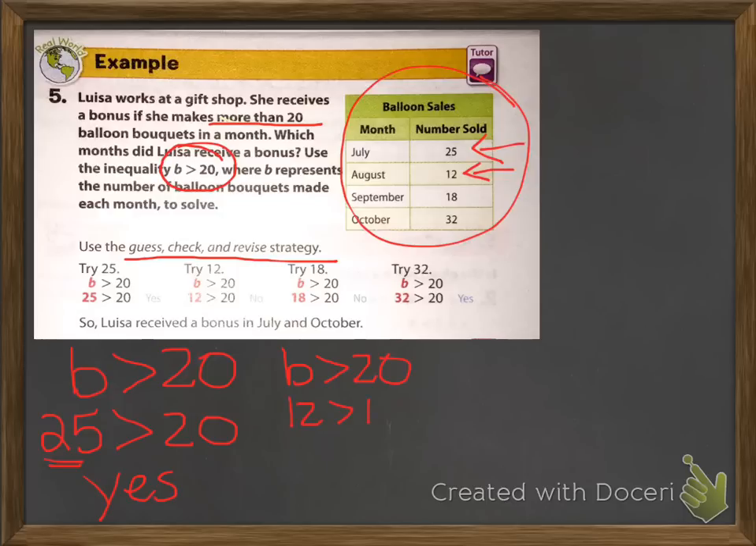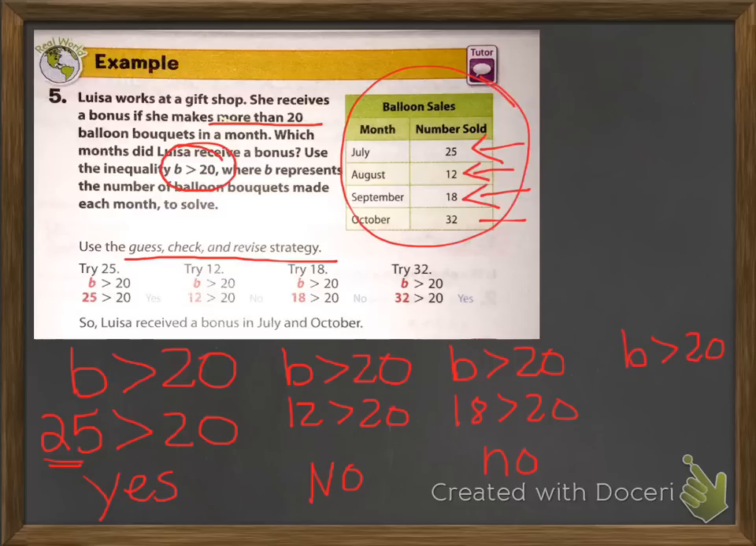And I'm going to check my problem here and see, is 12 really greater than 20? Since that is not a true statement, we would simply write no, or you could write not a solution. The next one is B is greater than 20 again. So yes, we're doing this very repetitively. We're going to now plug in the September amount, which is 18. Is 18 greater than 20? No. And then finally, once again, we're going to write B is greater than 20.